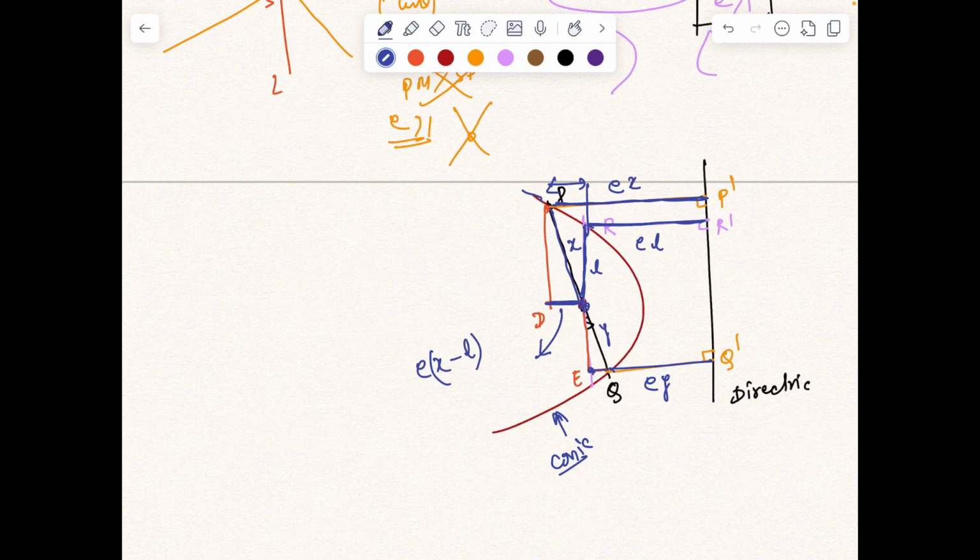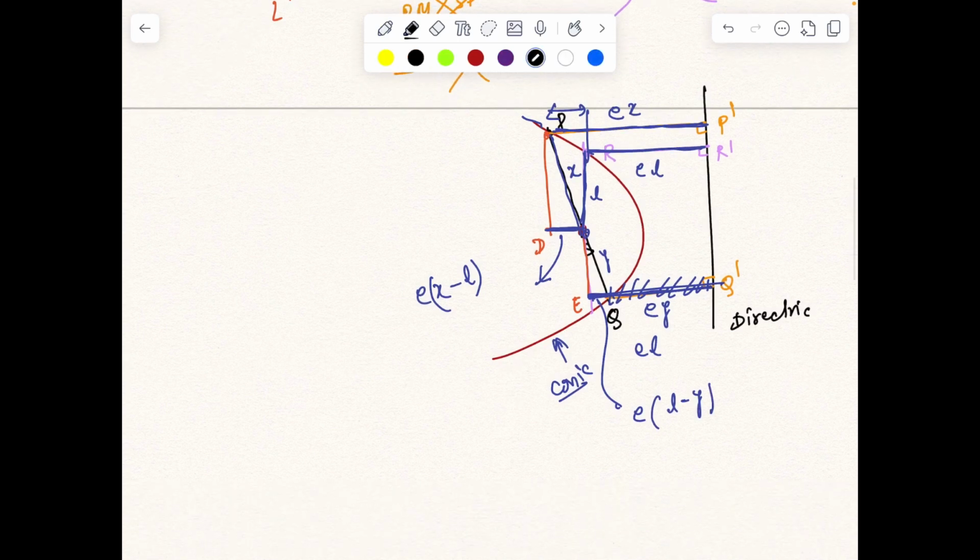Exactly in the same fashion, what about this distance? This total distance is eL, and we have this small chunk QQ dash as ey, hence EQ will be e times L minus y. Now we can clearly see these two triangles are similar. The reason is that these two angles will be equal since EQ dash is parallel to DS, right? From the construction. Hence, the ratio of sides.